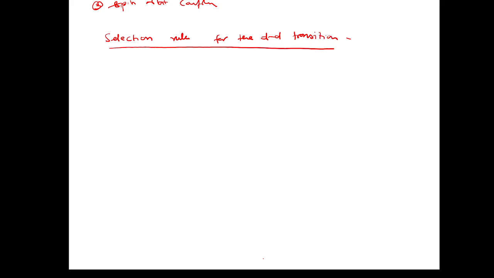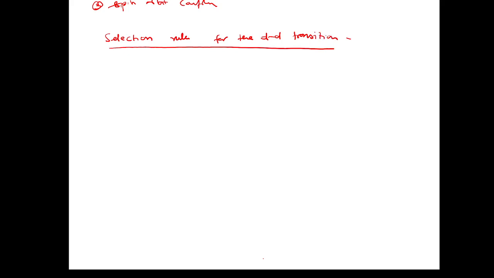Now come to the selection rule. So what is the selection rule? We'll come to the selection rule for the d-d transition.